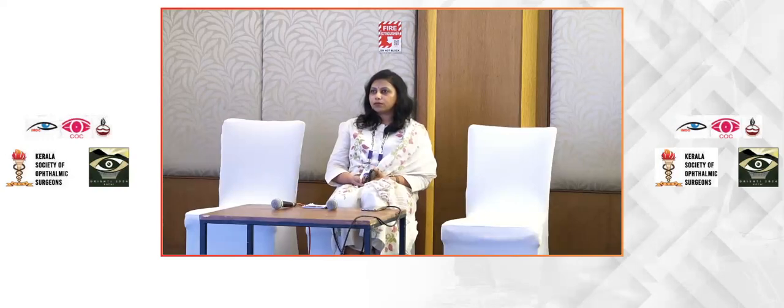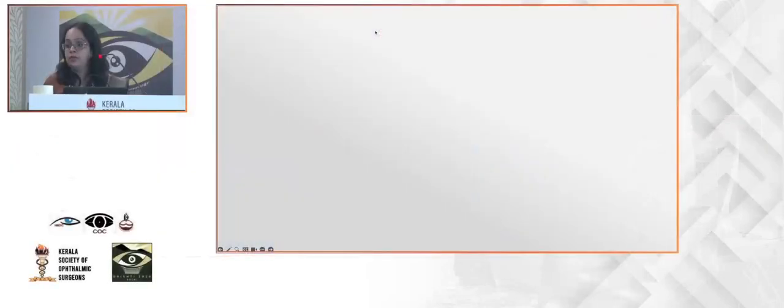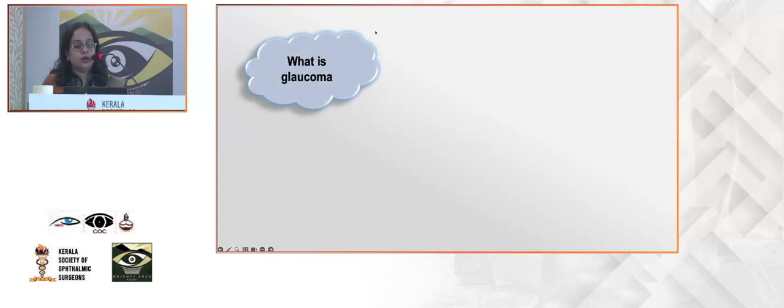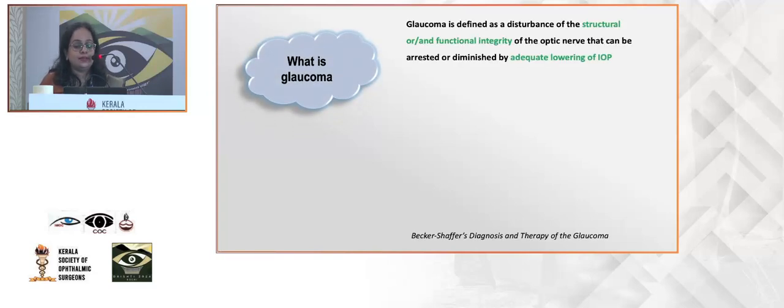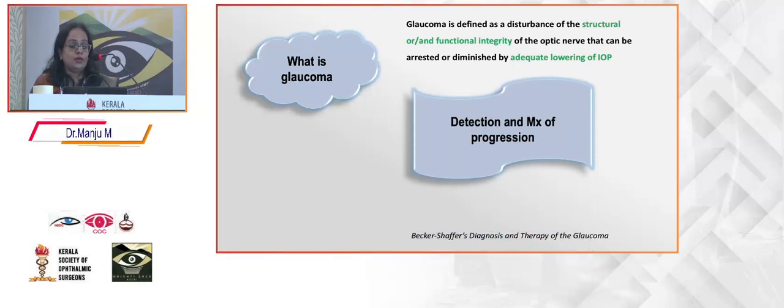Let's start with the basic question. What is glaucoma? Glaucoma is defined as a disturbance in the structural or functional integrity of the optic nerve that can be arrested or diminished by adequate lowering of IOP. So in glaucoma, there is a chance of a progressive optic neuropathy. The goal of any glaucoma consultant or glaucoma physician is to detect and manage glaucoma progression.